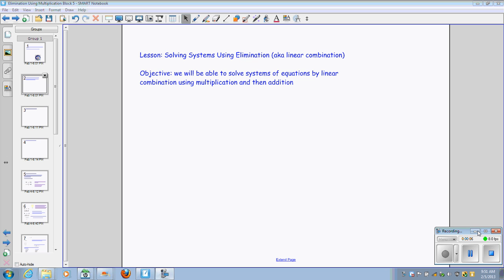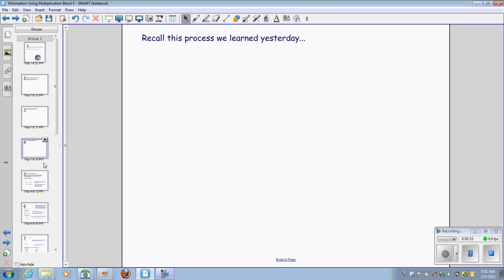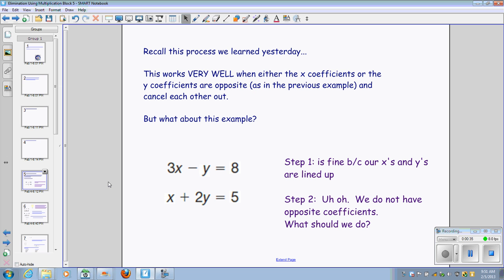We're still working with linear combination or elimination, but the problems that we looked at yesterday were kind of nicely lined up for us, and today we're going to look at what happens when the problems aren't quite so nice. So our objective for today is that we'll be able to solve systems of equations by linear combination using multiplication and then addition. So let's go ahead and recall the process that we learned yesterday.